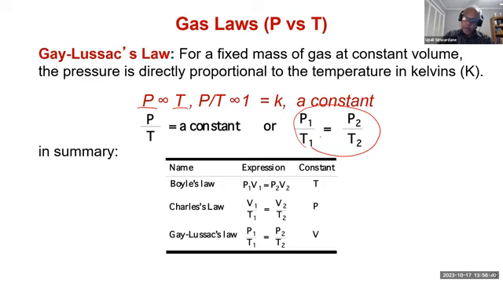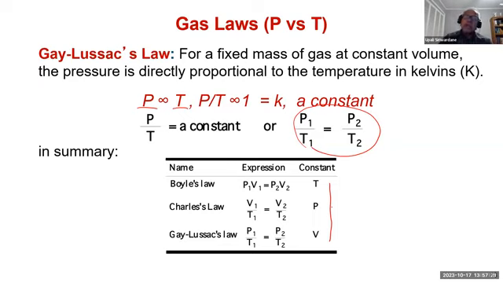In summary, we talked about 3 laws. Boyle's law, P1 V1 is equal to P2 V2. Amount of substance and temperature held constant. Charles law deals with V1 divided by T1 is equal to V2 divided by T2. Pressure and amount of substance N is held constant. Gay-Lussac's law is P1 divided by T1 is equal to P2 divided by T2. Volume and the number of moles in each case is held constant.